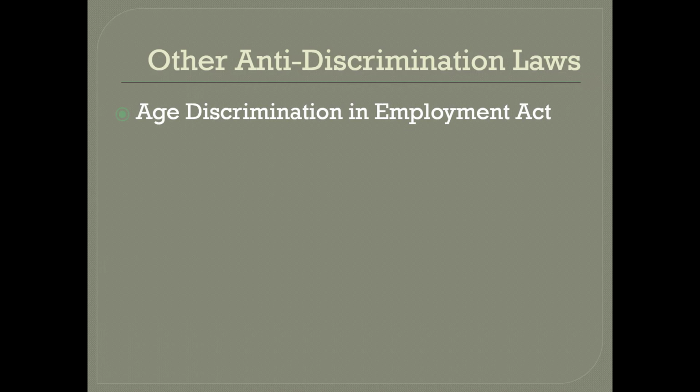And so, for example, Congress has passed the Age Discrimination in Employment Act. As we mentioned, age is not a suspect class. Governments can make distinctions among people based on age, but according to the Age Discrimination in Employment Act, employers cannot discriminate against employees who are over the age of 40.